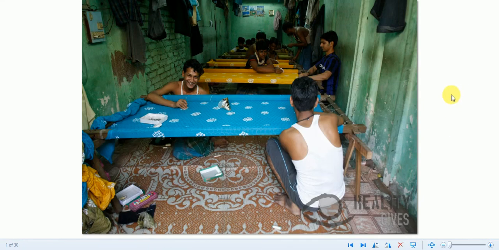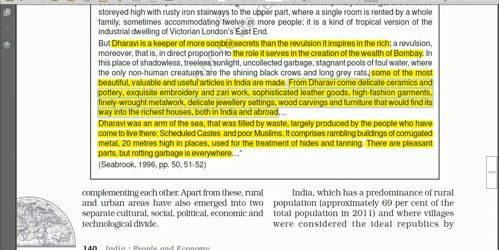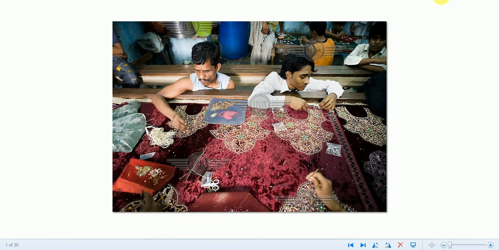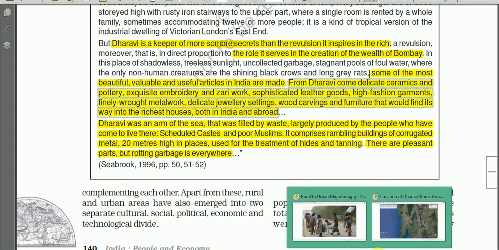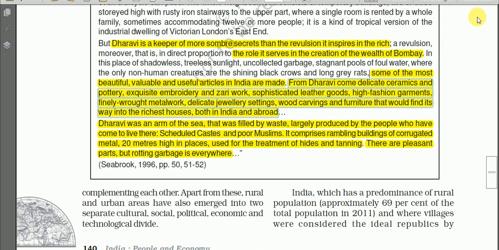So this is the embroidery work in Dharavi. Then this is another embroidery work in Dharavi. Done in Dharavi. So these photographs show the works done in Dharavi.